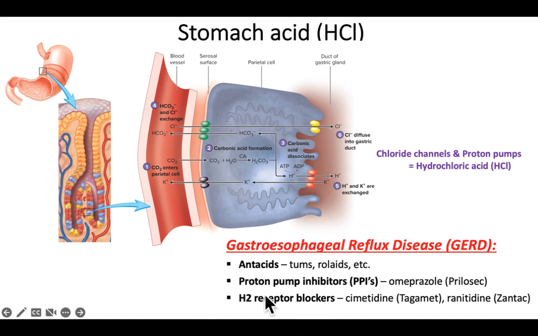You could also use what's called an H2 receptor blocker. The H2 stands for the histamine receptors that these cells have. If you can block the histamine stimulation, you can reduce stomach acid. So Tagamet, Zantac, Pepsid is another one. So there's a few different ways to go about reducing that stomach acid.